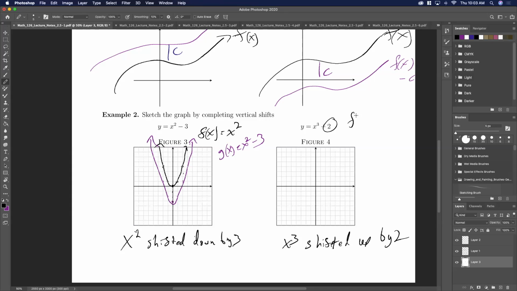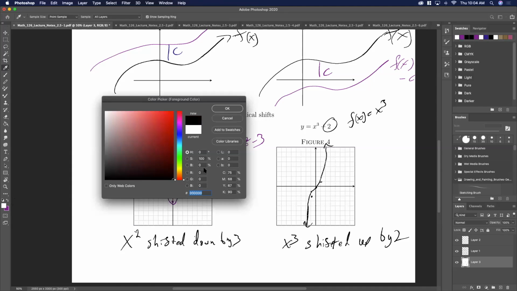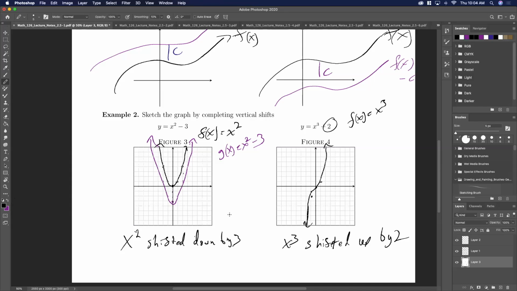Here we have f of x is equal to x cubed. So x cubed looks like this, if you remember from last time. And then if I shift it up by 2, I just draw the same spots, and then follow.